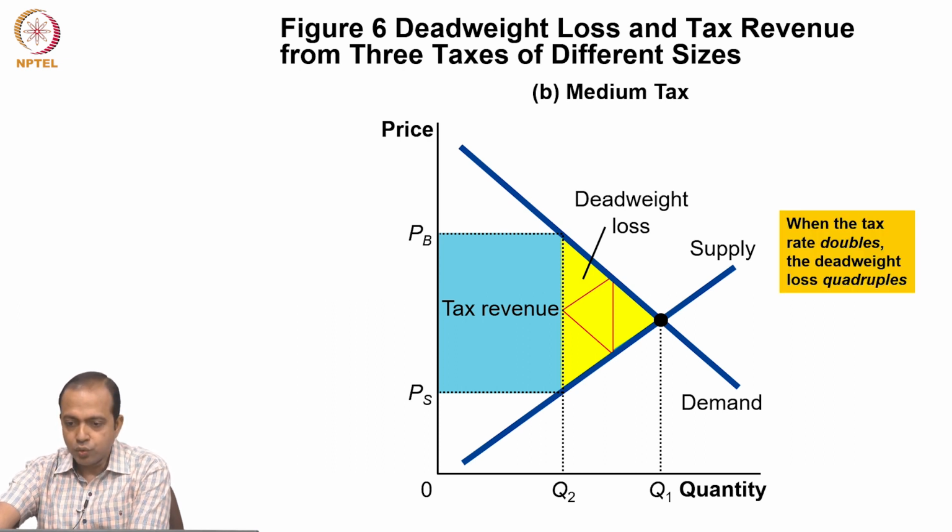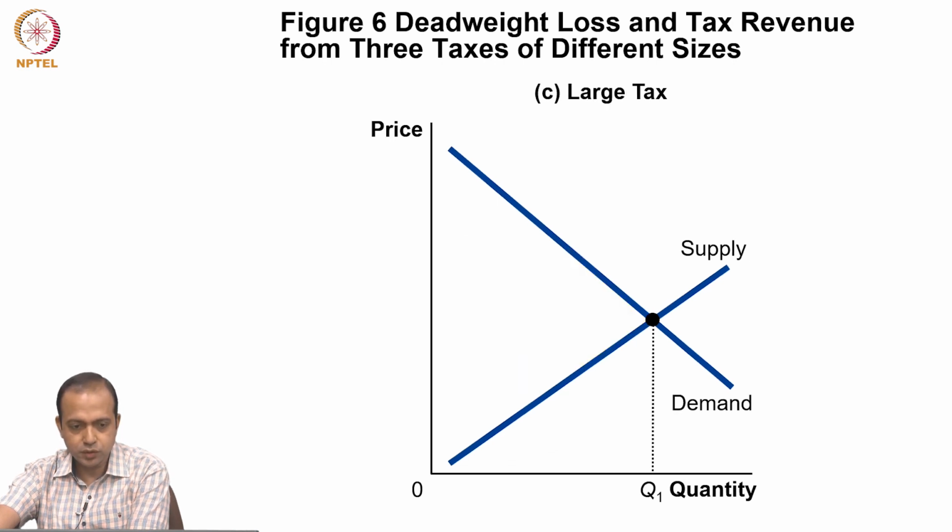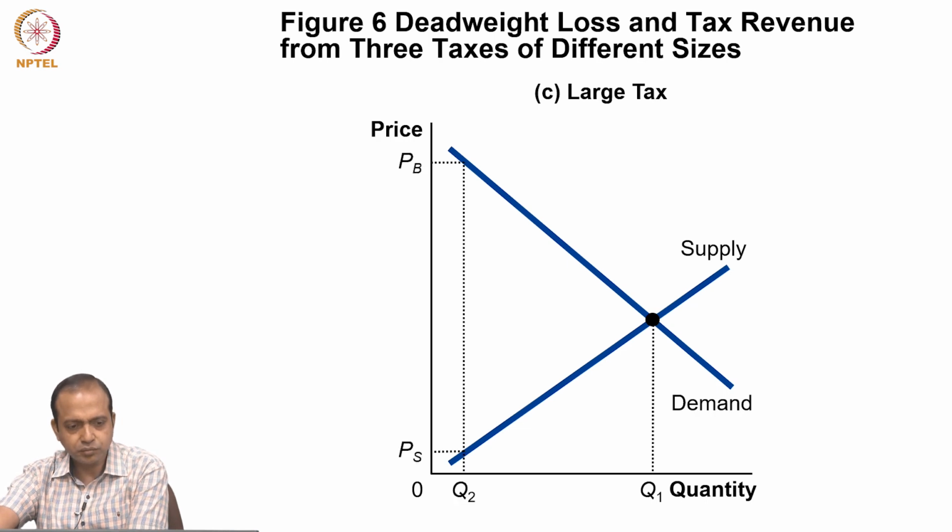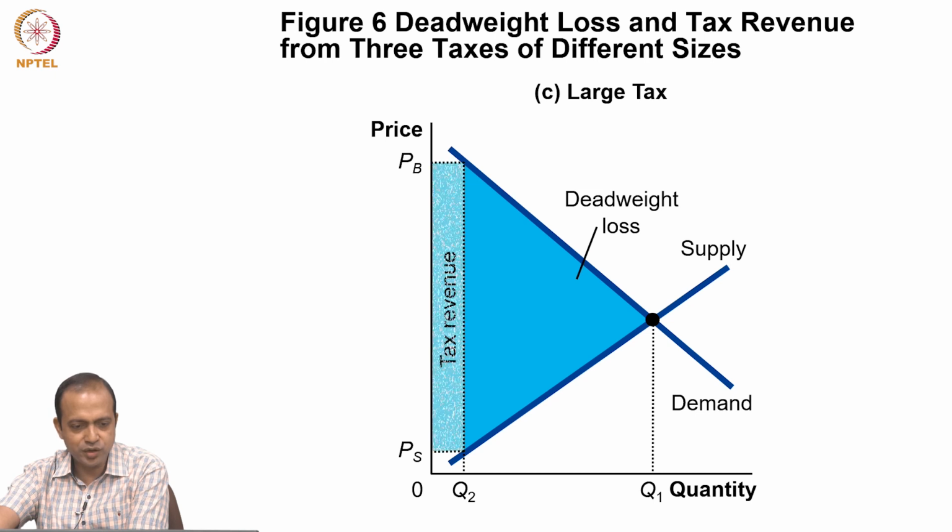So, when the tax rate doubles, the deadweight loss quadruples. And now, you have a very large tax. Look at what is happening to deadweight loss and what is happening to tax revenue. Tax revenue is becoming very less, but deadweight loss has increased even more.